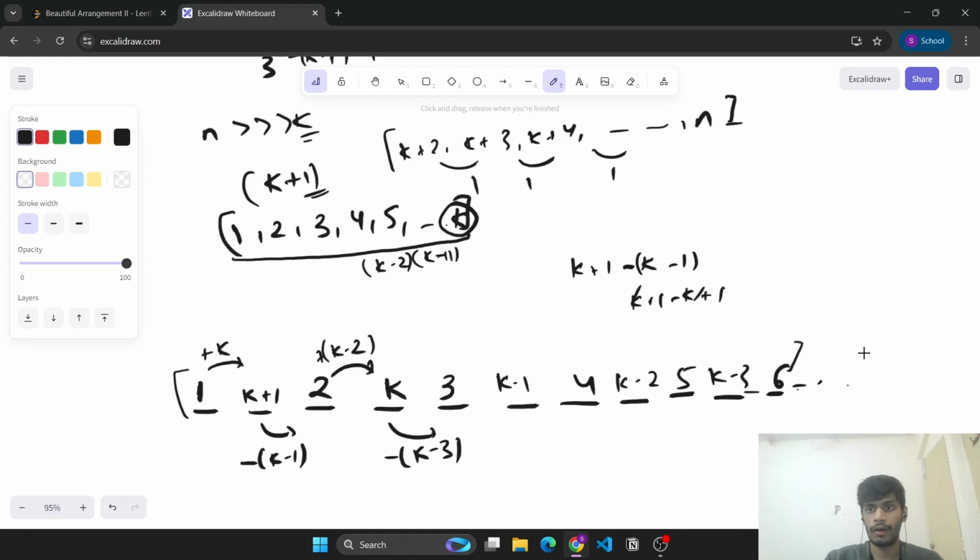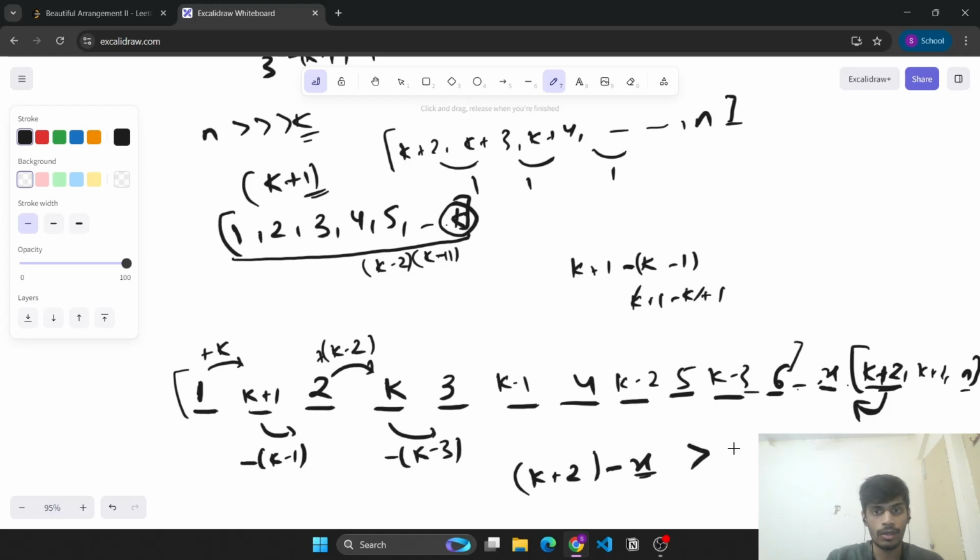Alright. And after that, we can simply put these k plus 2, k plus 3, and so on till n here. And what will be the number just before k plus 2? It will not create a difference, meaning k plus 2 minus some number x which will be present here. Will it create a difference greater than k? If it creates a difference greater than k, suppose it is equal to y, then we have a new distinct integer.